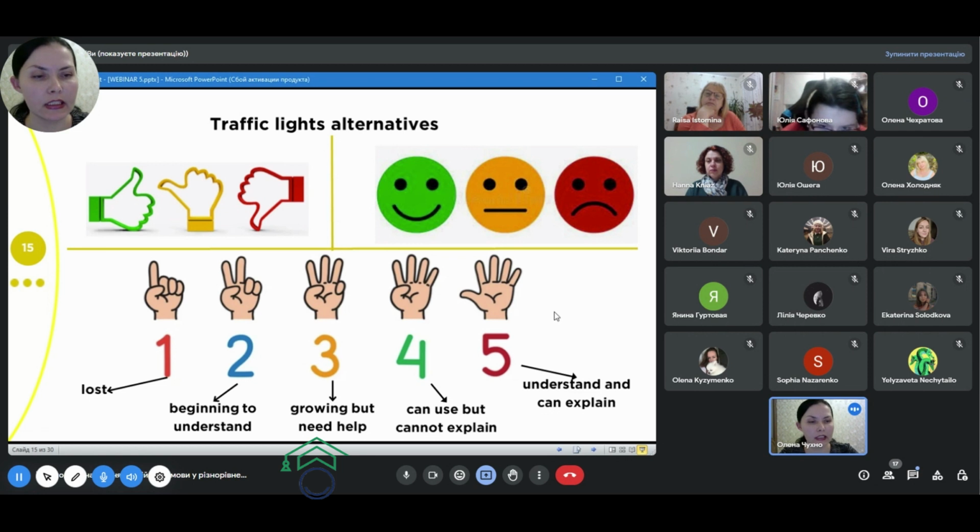By using this technique, you will actually be able to understand at once, by looking at all your students, how many students need help. Yeah, you will not ask every single student how well he or she understands the material. So it's a time-saving technique, I would say.